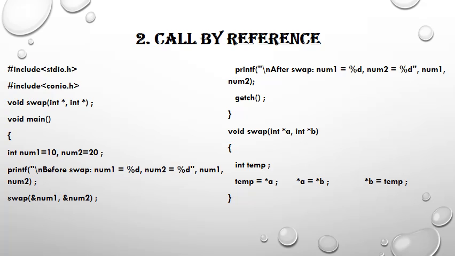Swap பண்ண முன்னாடி என்ன values இருந்ததுன்னு display பண்ணிக்கோங்க before swap. Then you make a function call. In the function call, we are not just passing the variables' values, but we are passing the location of those variables. So swap of ampersand num1 comma ampersand num2.